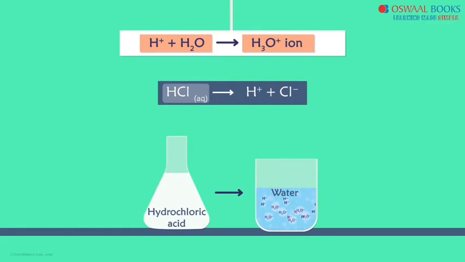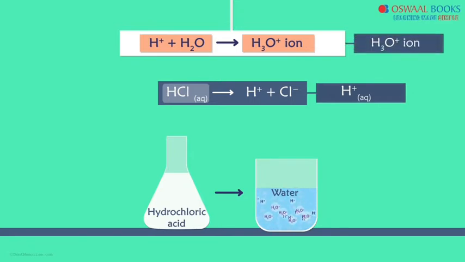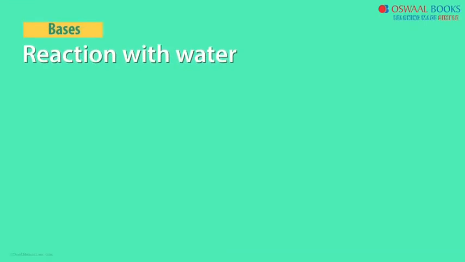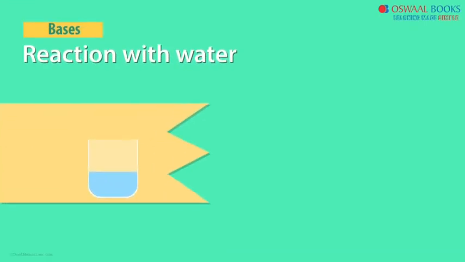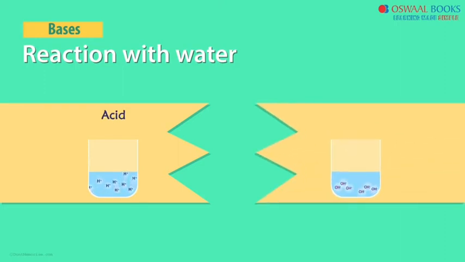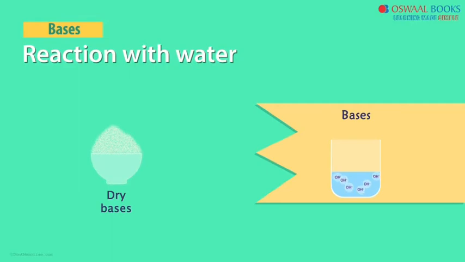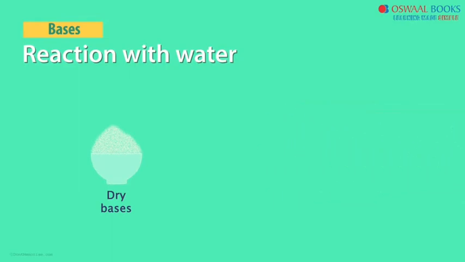There are two ways in which we can represent the hydrogen ions then. Either like this or like this. What about bases reacting with water? Just like acids give hydronium or H+ ions in water, bases generate hydroxide ions in water. But dry bases will never produce OH- ions.